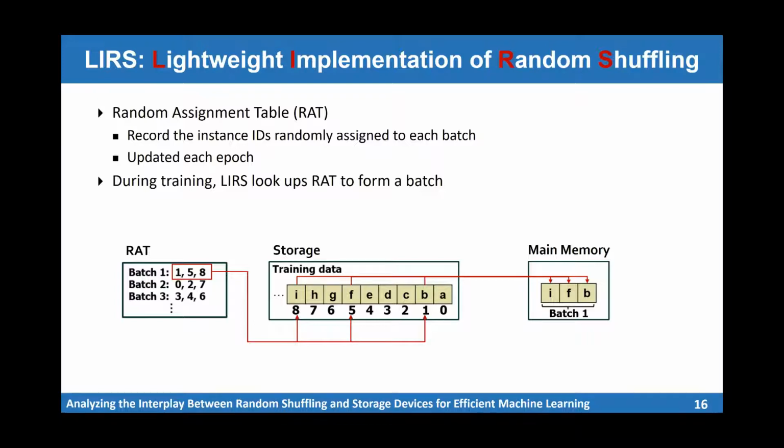When we start training a model, LIRS looks up the random assignment table and then brings the training instance to the host memory based on the information stored in this table. In this example, the first batch contains training instance 1, 5, and 8. So these three instances are brought into the memory through random reads.